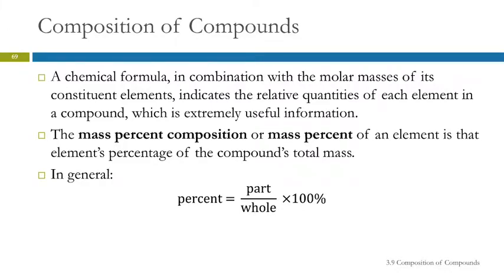Composition of compounds. The chemical formula and the molar masses of the elements in that formula give us relative quantities of each element in that compound. This is very useful practical information. One way we can express this is as the mass percent composition, or often just called the mass percent of an element in a compound. And so it's the element's percentage of the compound's total mass.